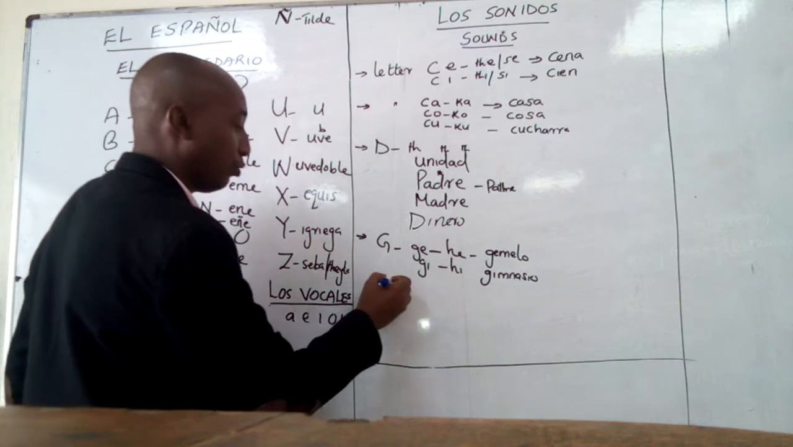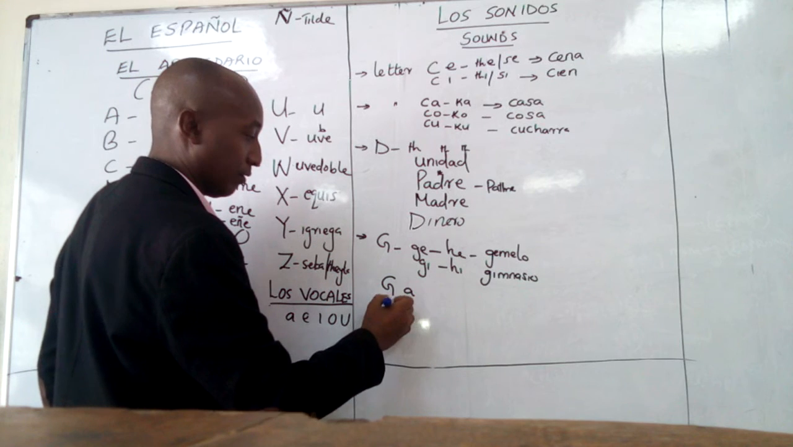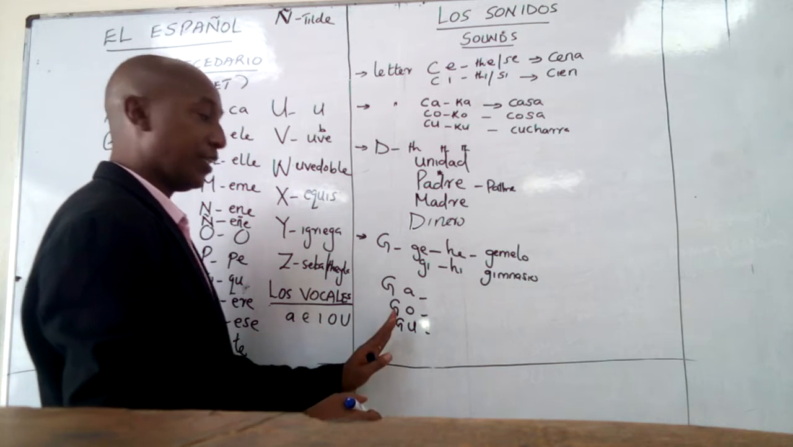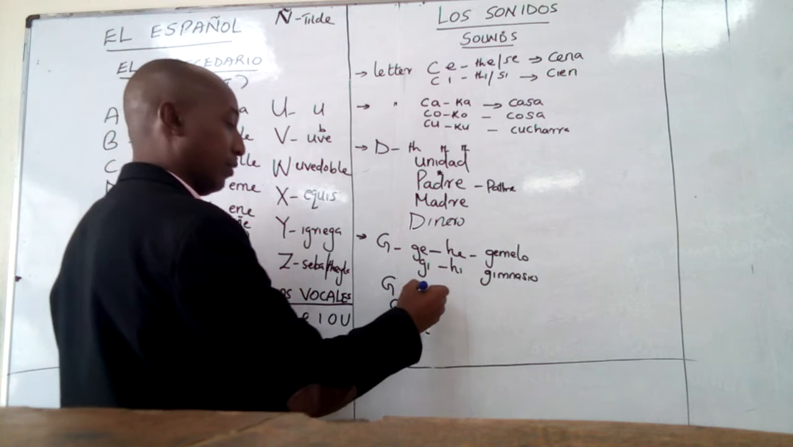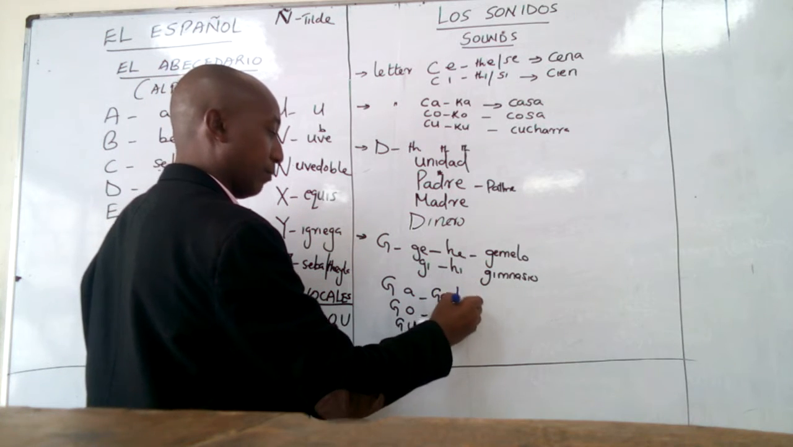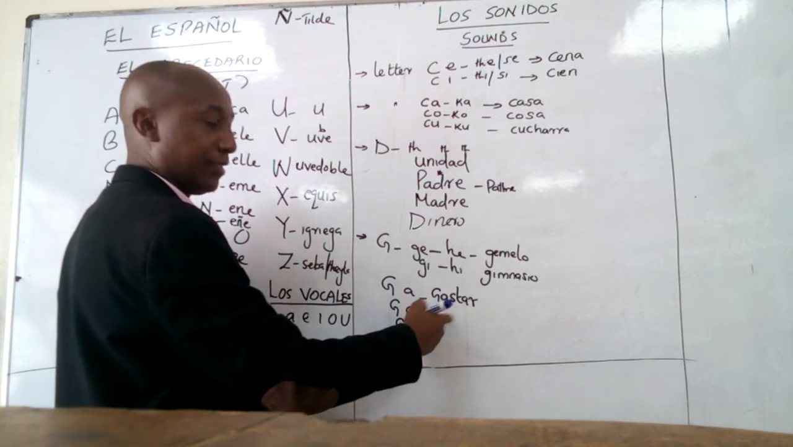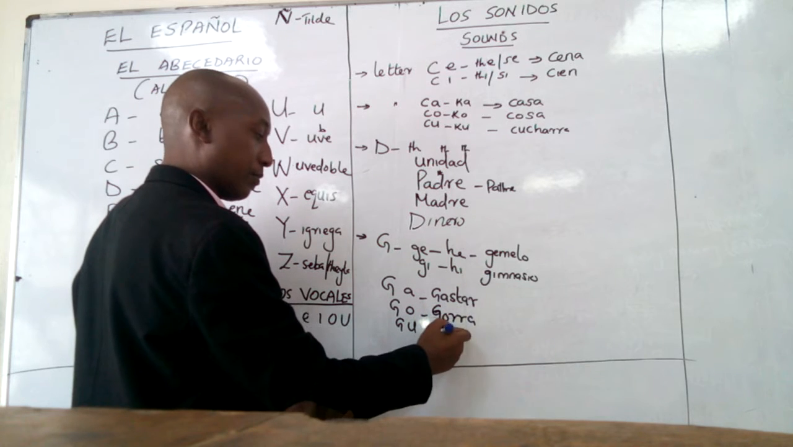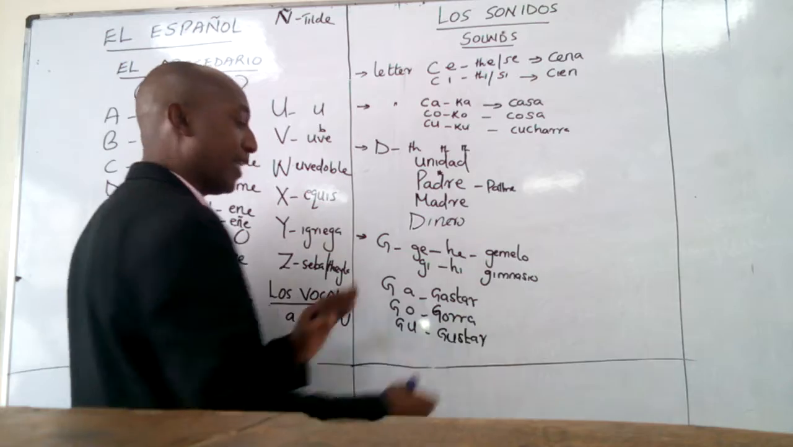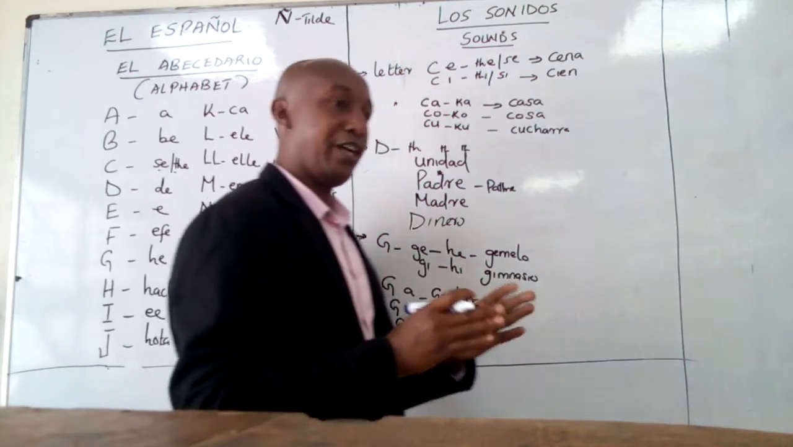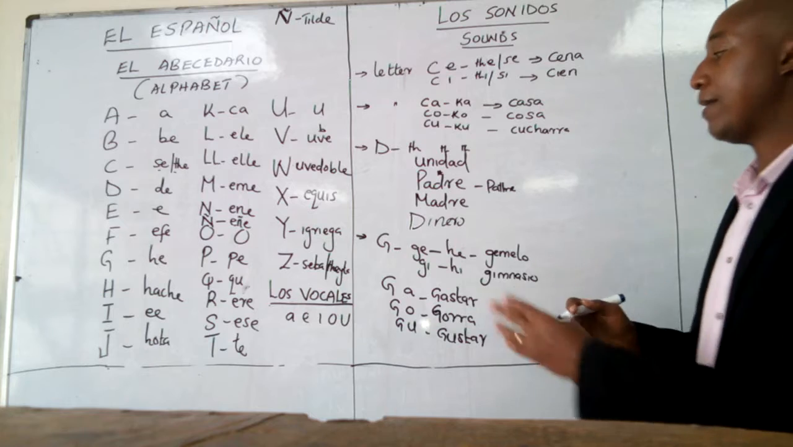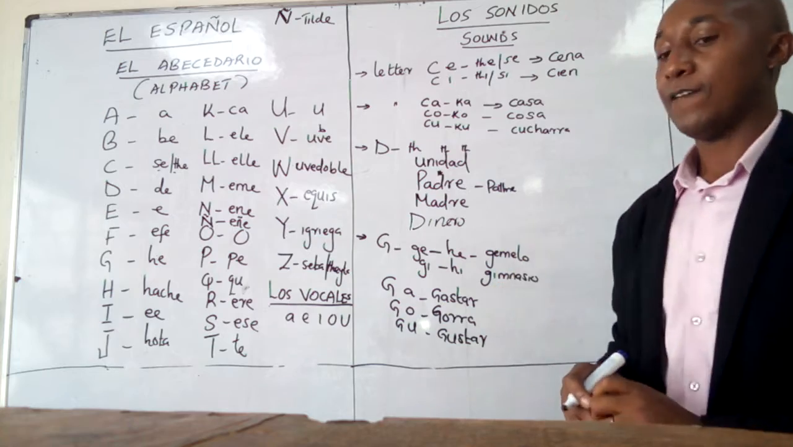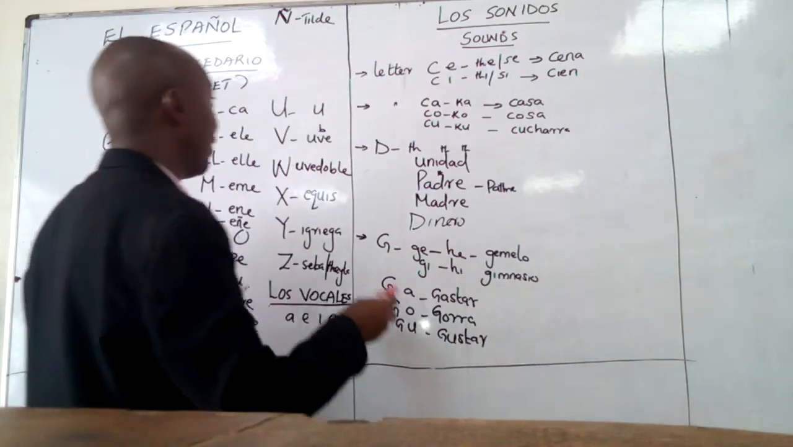And then of this, we also have GA, GO, and GU. So here we take the normal G sound, so I'm going to say gastar. Then we have another example, we can have gorra, and what we call gustar. So gastar, gorra, and gustar. So that is where we have G followed by A, O, and U. But remember, GE and GI are a strong H sound. Okay, let's look at another letter which is also very important.